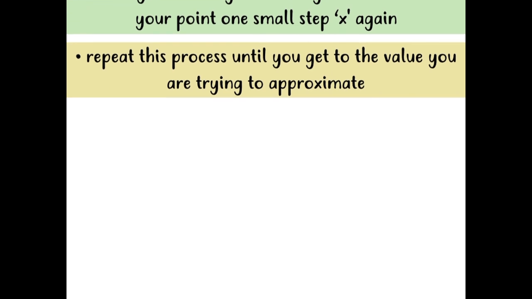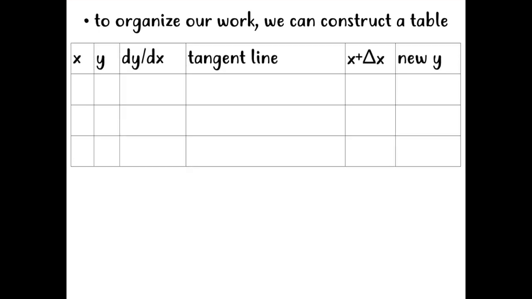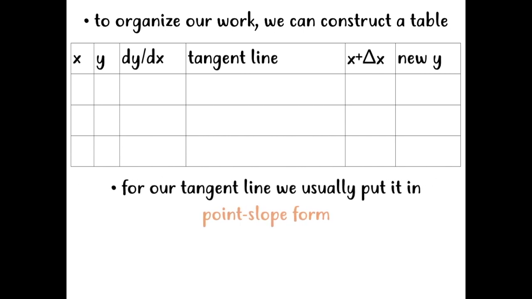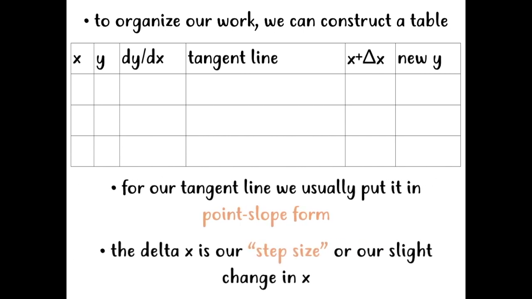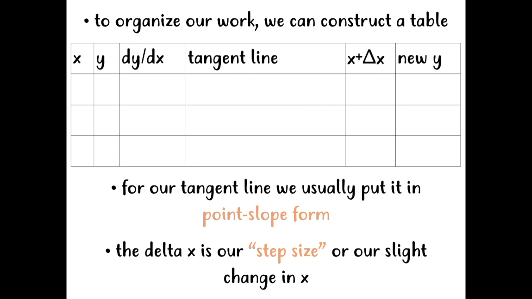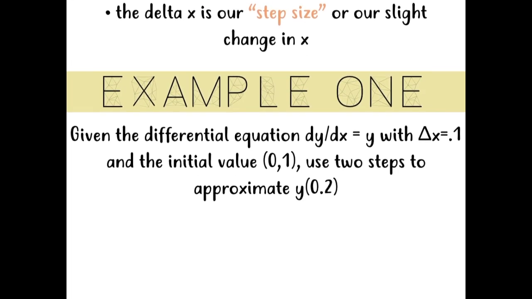To organize our work, we can construct a table like the one shown below. For our tangent line, we usually put it in point-slope form. The delta x is our step size, or our slight change in x. Let's look at an example.